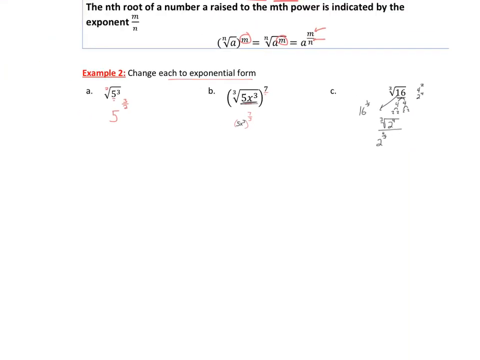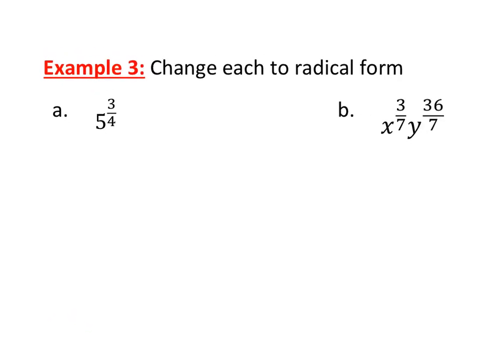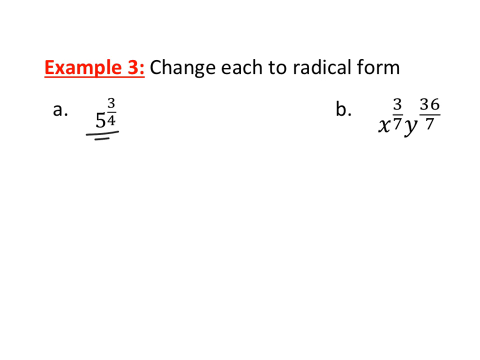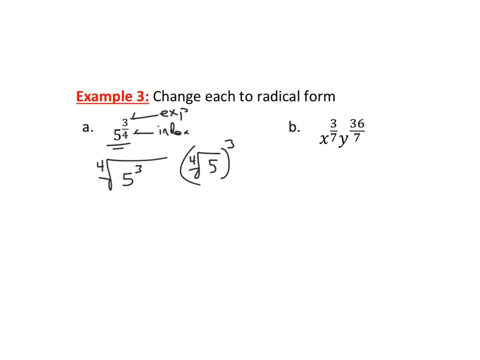Okay, and is there another one on this page? Nope. Okay, this time we're going into radical form. Again, we're just switching the form; we're not actually simplifying this time. So it's 5 to the 3 over 4. Top number is an exponent. Bottom number is an index. So I could write it as the fourth root of 5 to the 3rd. Or you could write it as the fourth root of 5 all raised to the 3rd. Either way is correct.